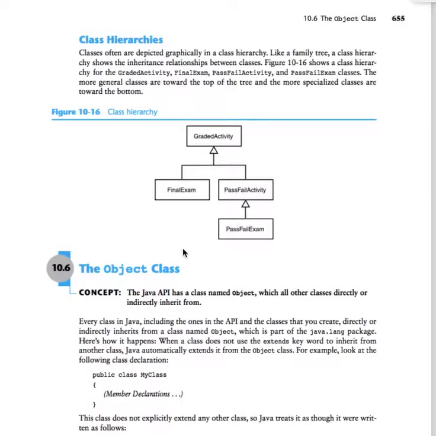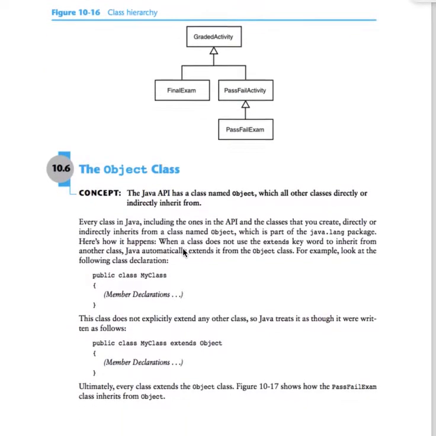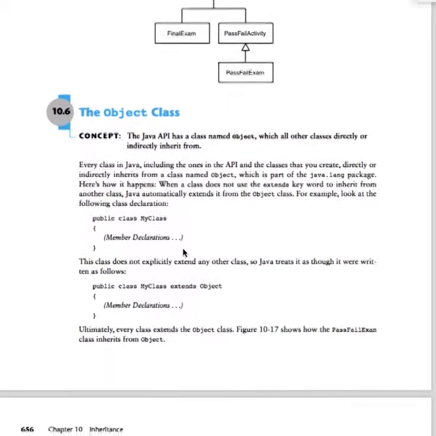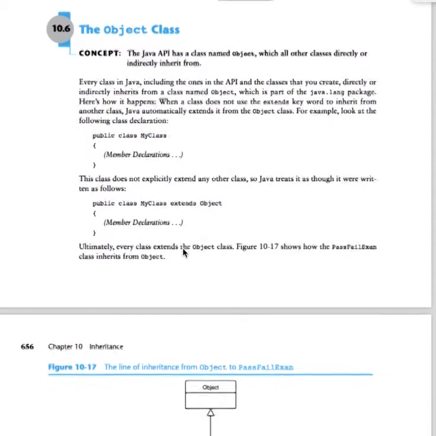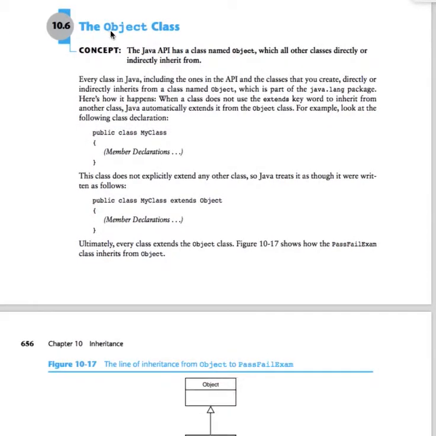Okay, the next thing I want you to know is this. Every class in Java automatically inherits from one class called the object class. So suppose you make any class up, public class MyClass, it could be anything you want, public class Rectangle, whatever. You might as well have written public class MyClass extends Object, because that's really what happens. Now, you don't have to do that, and it's just taken for granted.